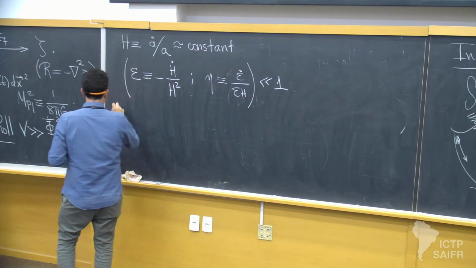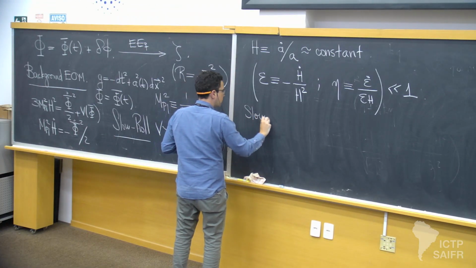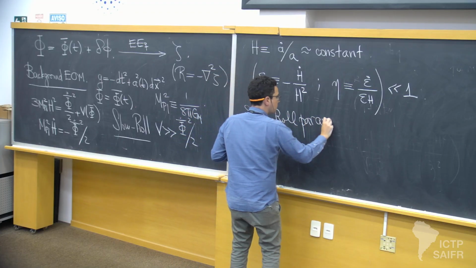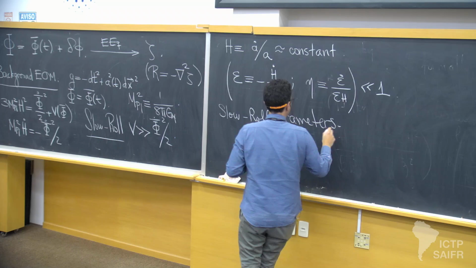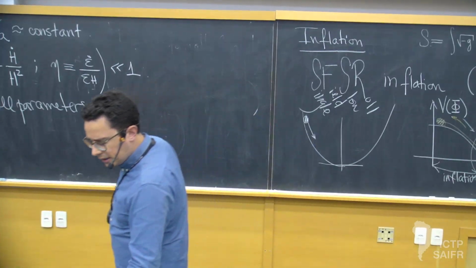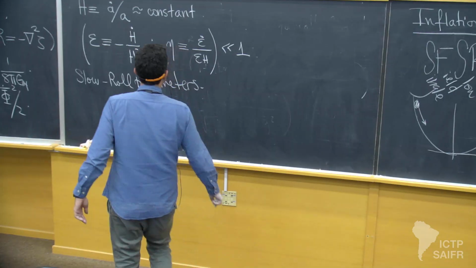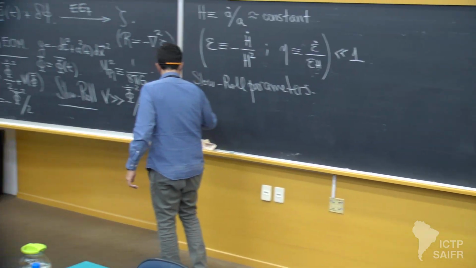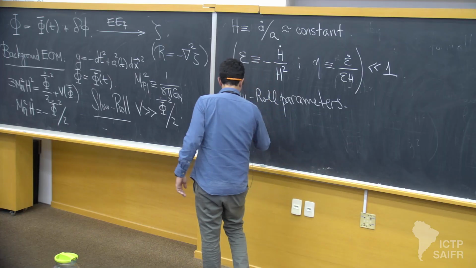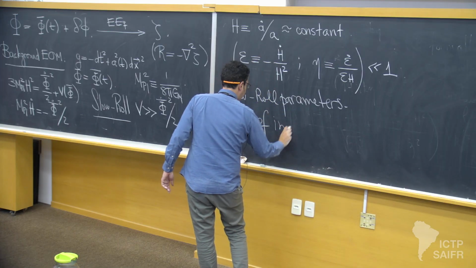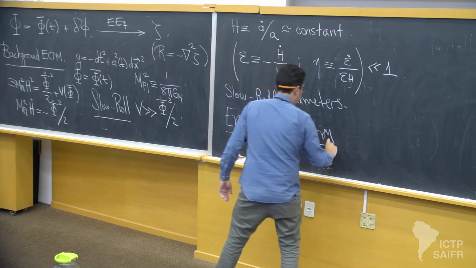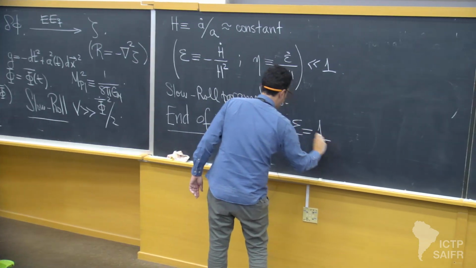Okay? So these are called slow roll parameters. There are models of inflation in which eta is large. So eta being small is kind of a simplifying assumption, but not necessary. But end of inflation, I think everyone agrees on that, because this is related to accelerated expansion. End of inflation is when epsilon equals 1.